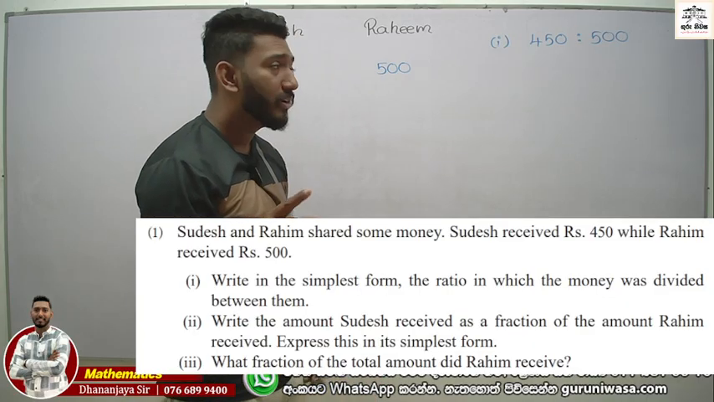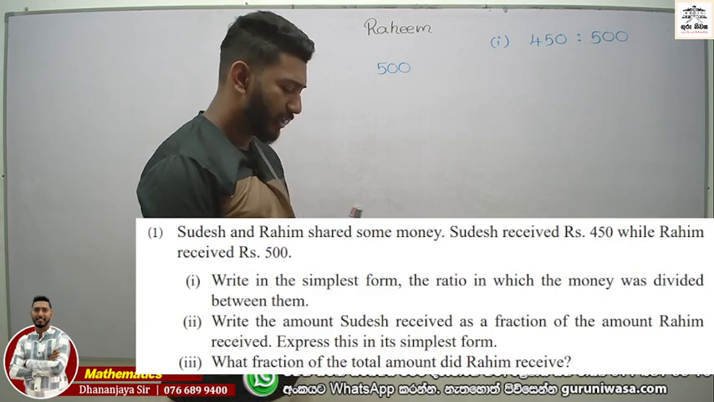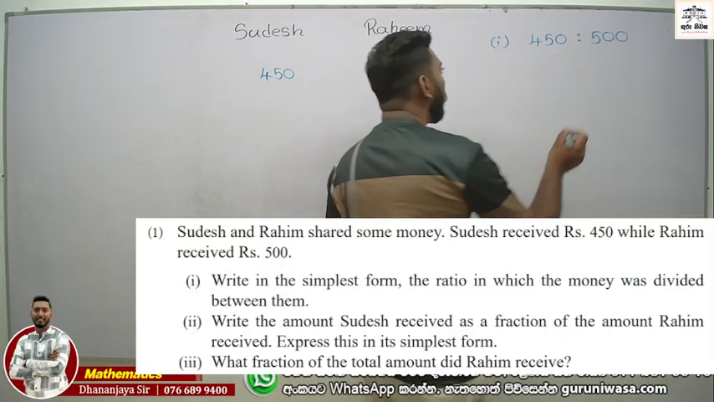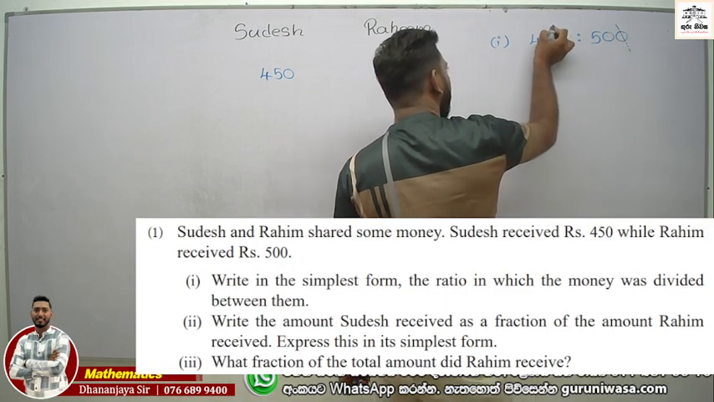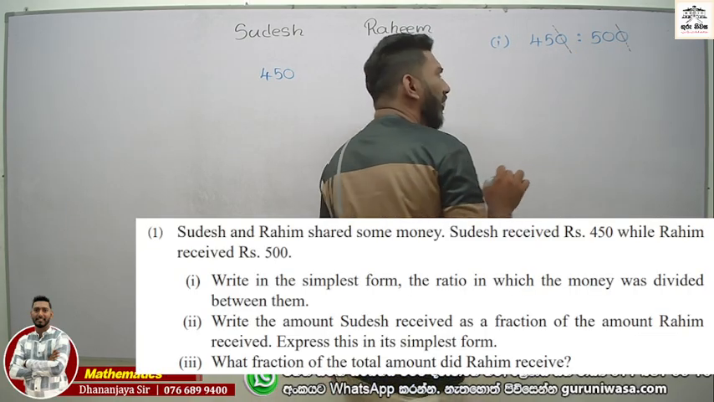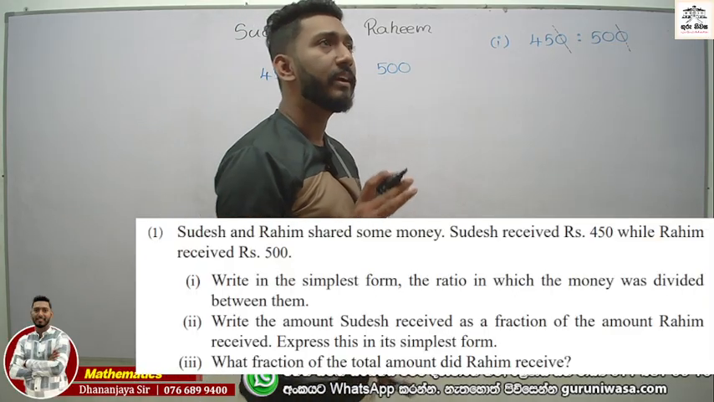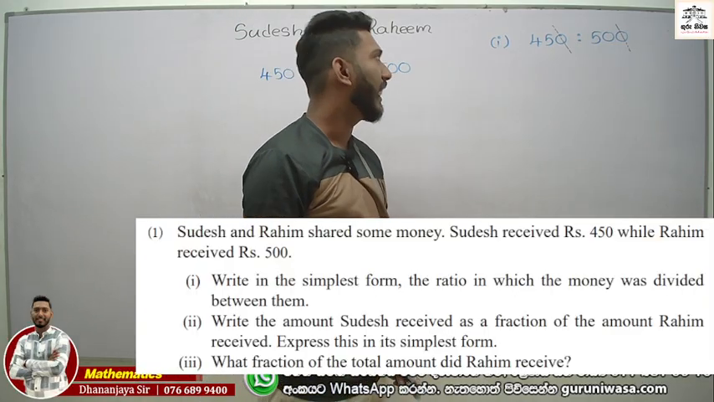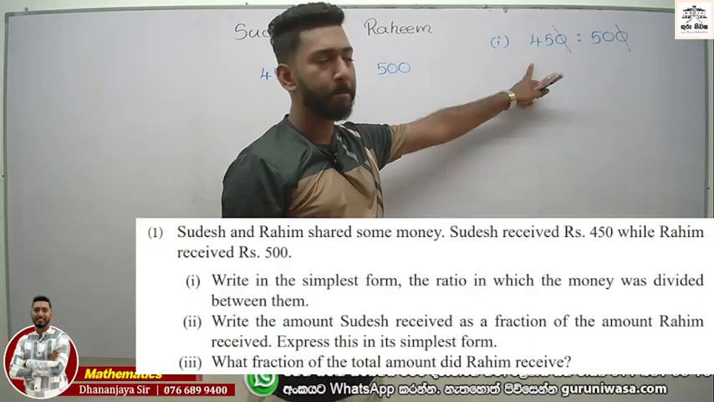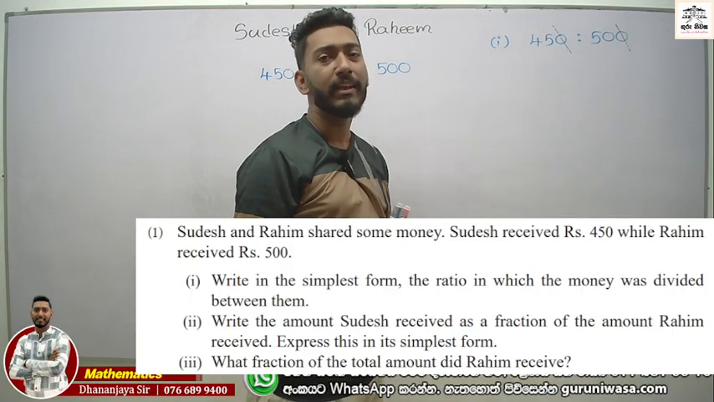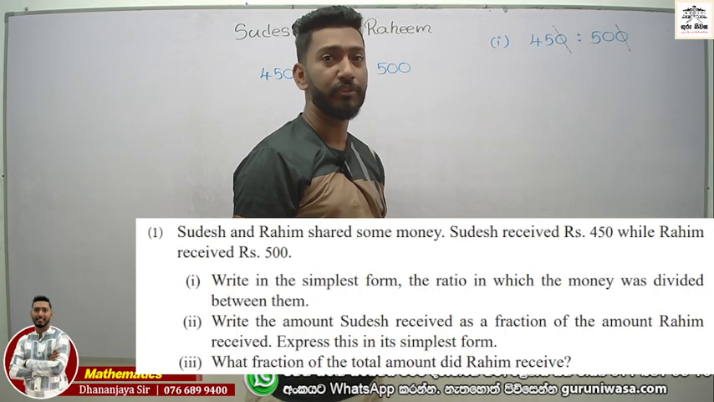Therefore, we can simplify this answer. How? Look at this. This zero and this zero you can cut. What is the meaning of eliminating zeros? The meaning is dividing by 10. 450 divided by 10 is 45 and 500 divided by 10 is 50. That is the meaning of eliminating zeros, right?